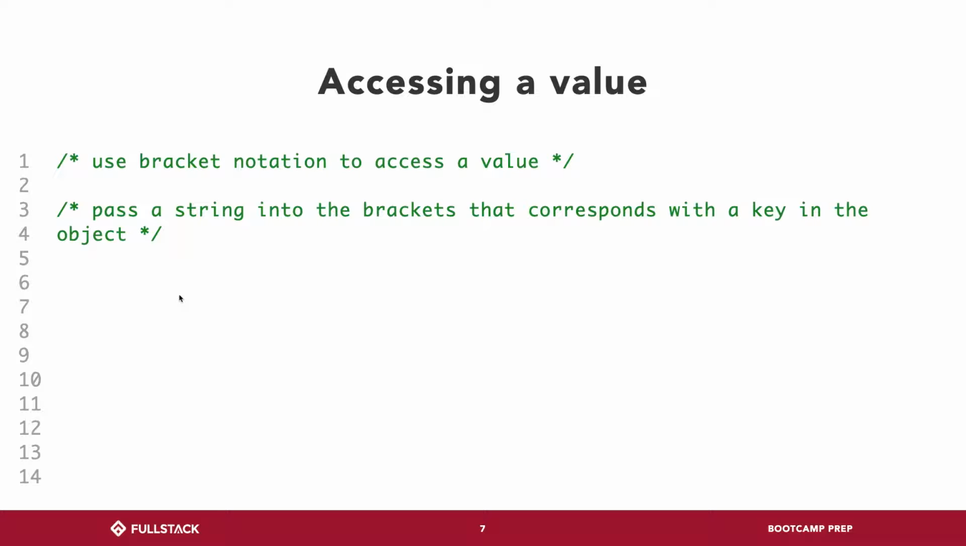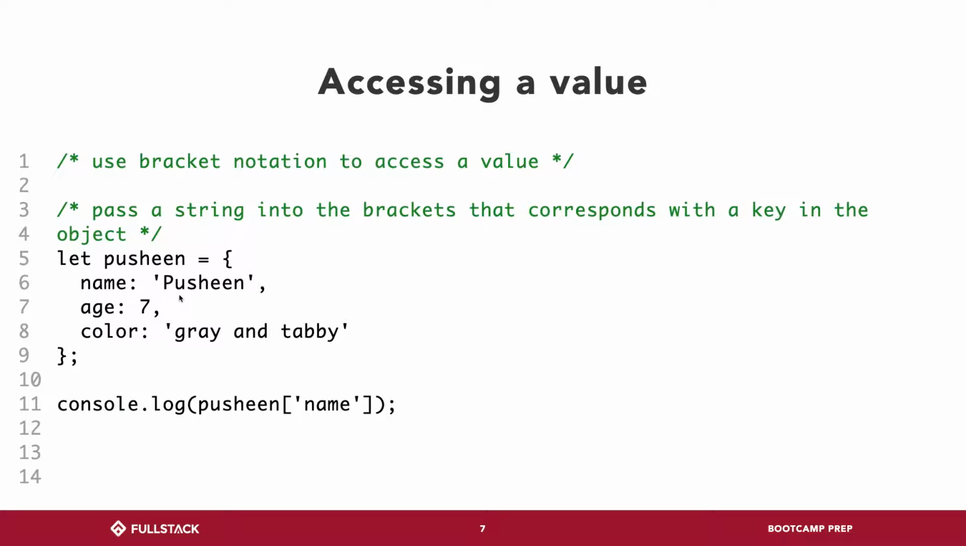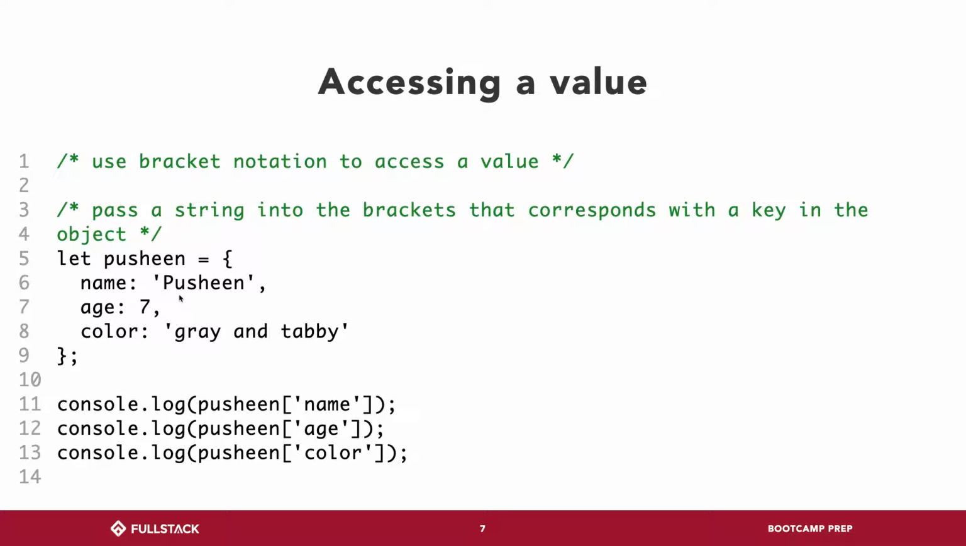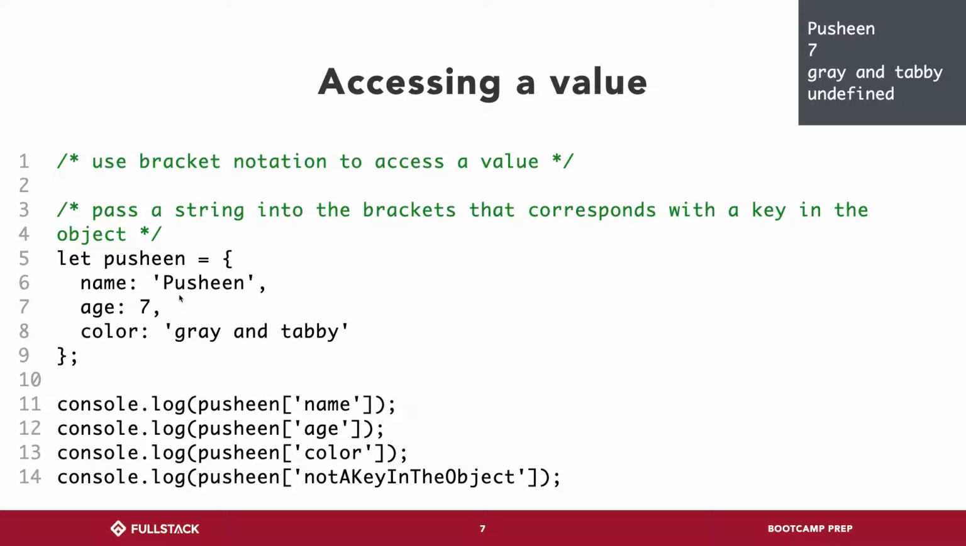So accessing a value, you use bracket notation to access values. Pass a string into the brackets that corresponds with a string in the object. So if we do console.log Pasheen at name, Pasheen of age, Pasheen of color, and Pasheen of a key not in the object, we get Pasheen, 7, gray and tabby, and undefined. Because just like an array, if you try to access something at an index that doesn't exist, you get undefined. If you try to look for the value of a key that isn't in there, you also get undefined. Right?